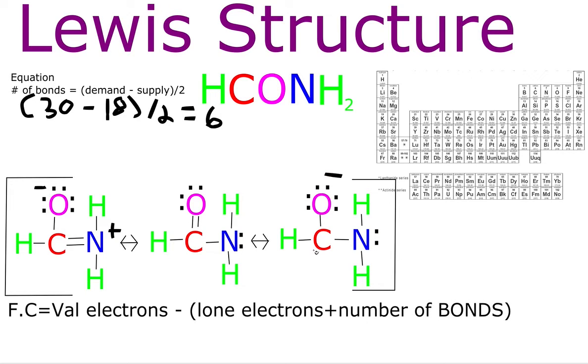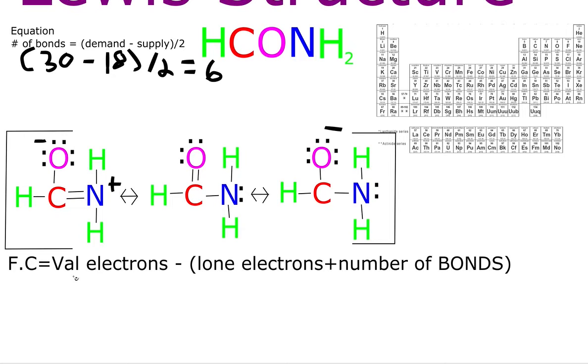You can check by doing the formal charge, so let's just do that. Valence electrons is 6 for oxygen minus the lone pairs, which is 1, 2, 3, 4, 5, 6, plus number of bonds. It has a single bond, so 6 minus 7 equals negative 1. That is why there's a negative right here.